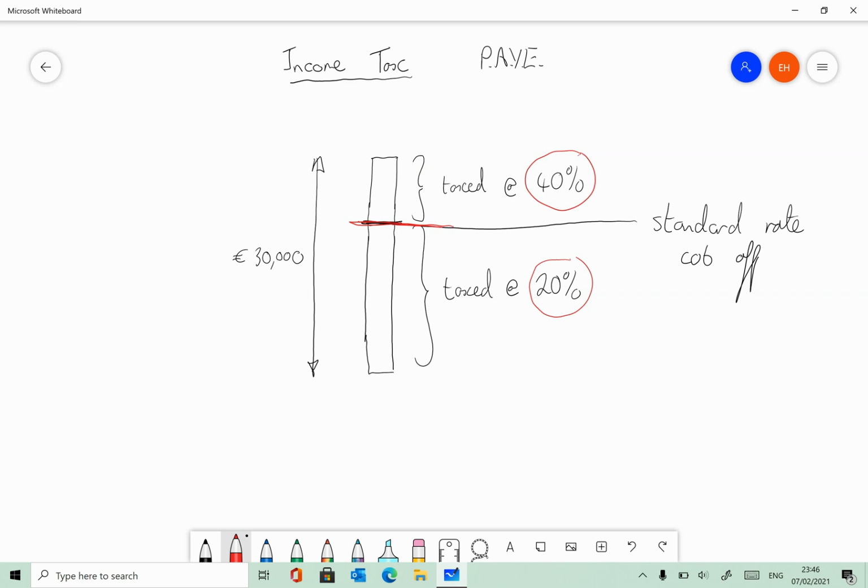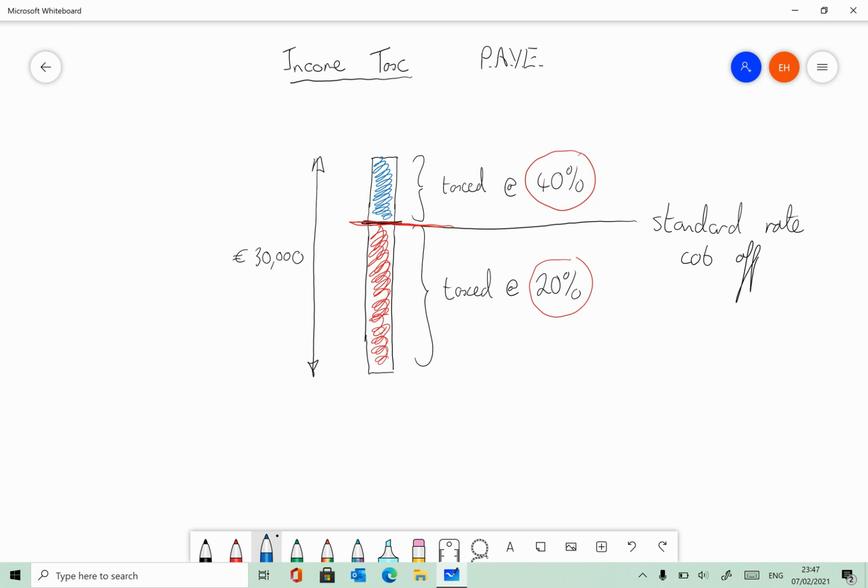So every single cent that I earn down here below the standard rate cutoff, the government takes 20% of it off me. It's a little bit better than that, but we'll talk about that in a second. What I need you to get is that every single cent down here, the government can take 20% of that off me. Every single cent above the standard rate cutoff, the government can tax at 40%.